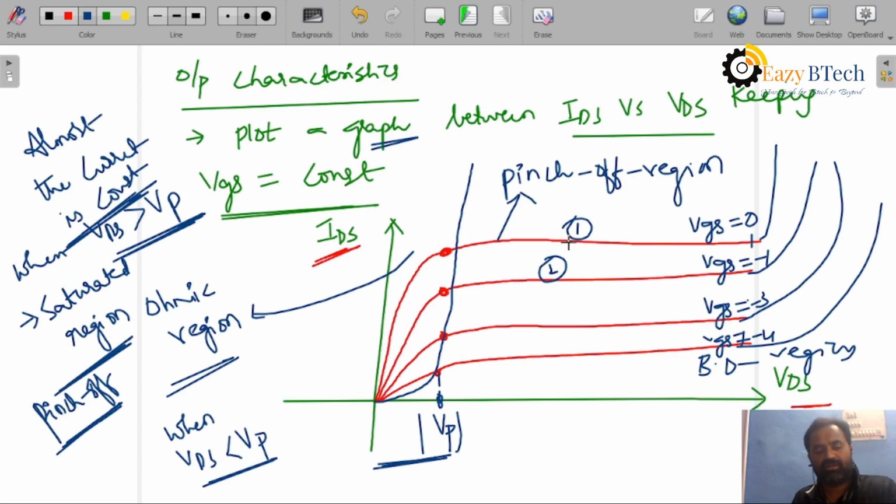Okay, students. This is about the input-output characteristics of the FET.